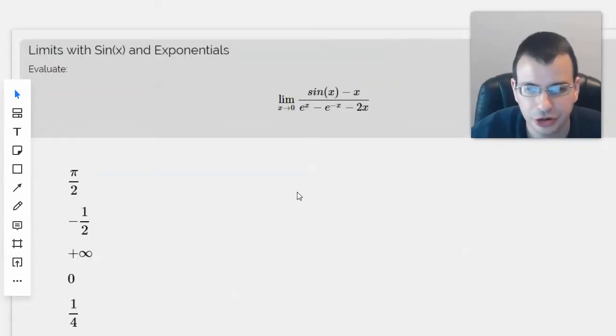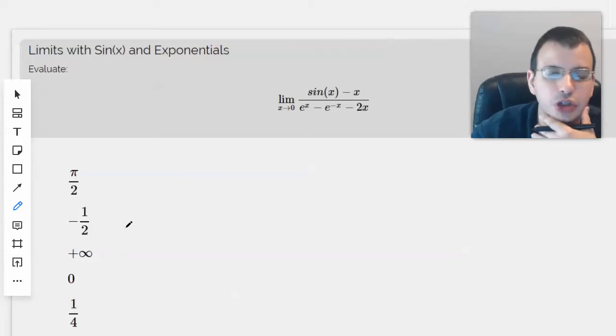Evaluate the limit as x approaches 0 of sine of x minus x, all over the quantity e to the x minus e to the negative x minus 2x.